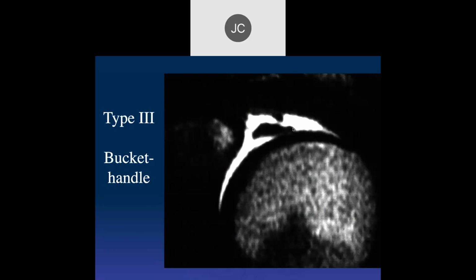So can't really tell what we're looking at here. So here's a humeral head. There's a superior glenoid. This is fluid. This is articular cartilage. So what's this? So that's the labrum and biceps anchor that's displaced. So this is a type 3. So this is actually a labrum bucket handle tear. The biceps is displaced in this particular case.